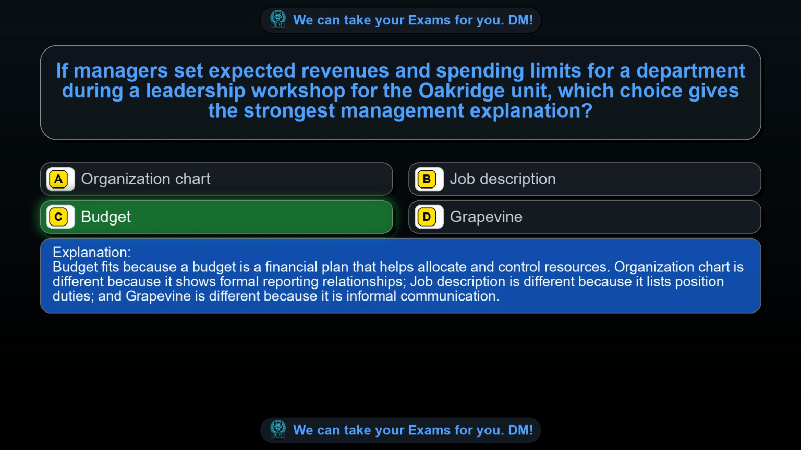Budget fits because a budget is a financial plan that helps allocate and control resources. Organization chart is different because it shows formal reporting relationships. Job description is different because it lists position duties, and grapevine is different because it is informal communication.